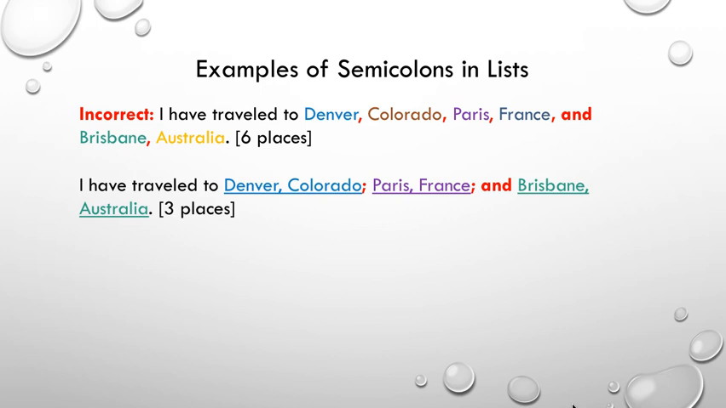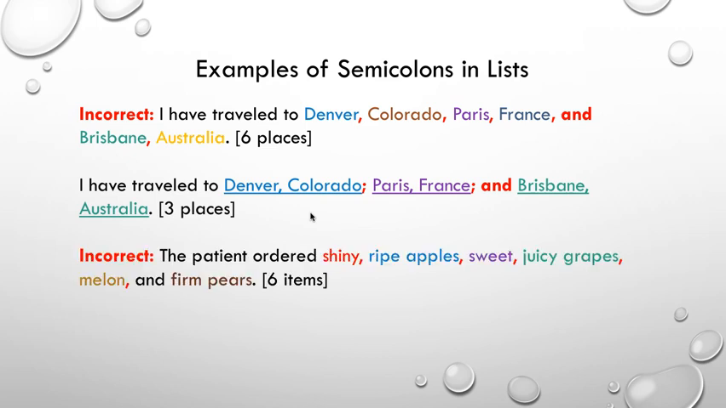So what it should look like is you should have Denver, comma, Colorado, semicolon, Paris, comma, France, semicolon, and Brisbane, comma, Australia. And so that clarifies to the reader that you are talking about 3 places and that you're talking about the city and the state for each one of those.